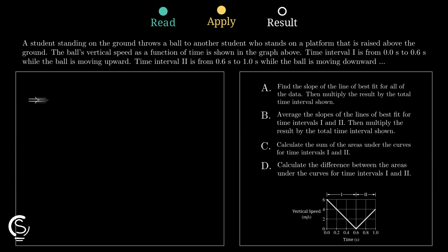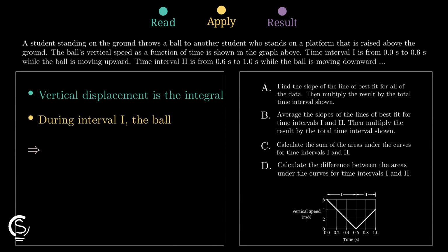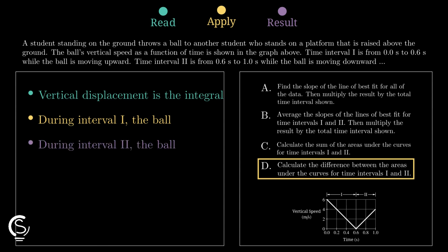During interval 1, the ball moves upward, so the area is positive. However, in interval 2, the ball moves downward, which means that specific area represents a negative vertical displacement value. To find total displacement, subtract the downward area from the upward area. This makes option D the final answer for this physics problem.